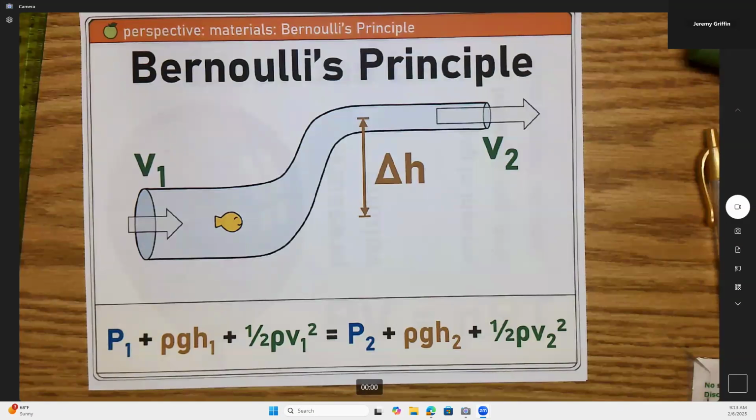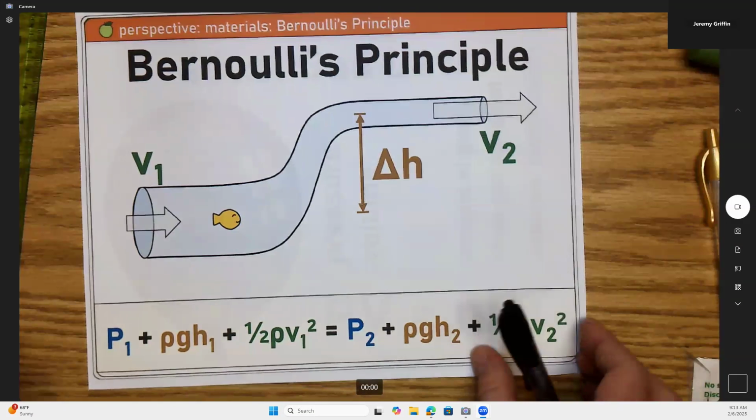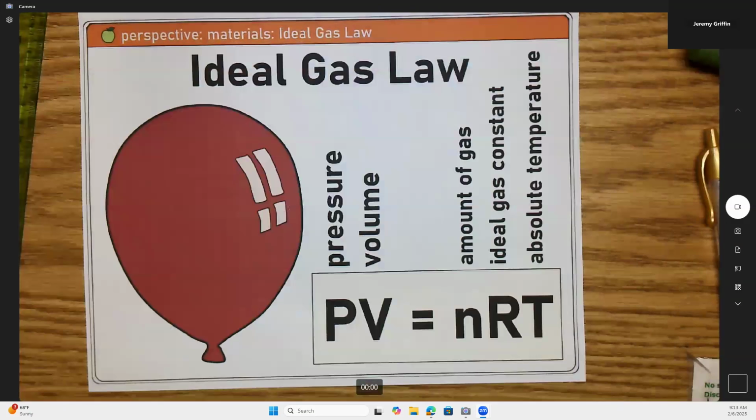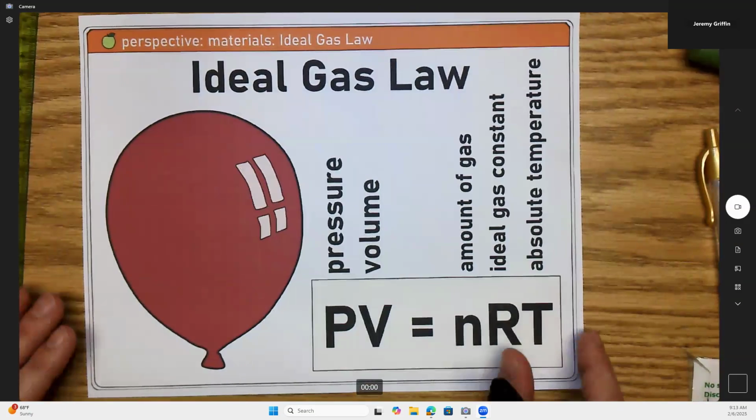Right, so you guys good there? Guys good? Right. Oh, I do have one more post. I don't think you guys are gonna get AP questions about this, but just so you see it before you graduate high school. Ideal gas law.